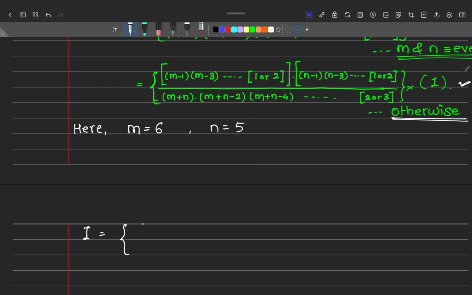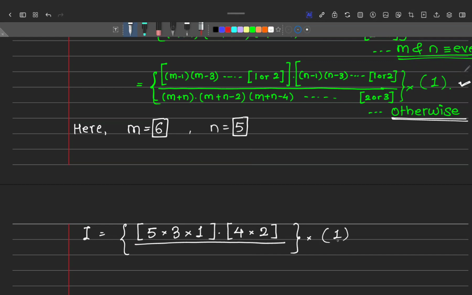For the first bracket, we start with m minus 1. That is 6 minus 1, which is 5. 5 is an odd number, so we take the product of odd numbers from 1 to 5 in the first bracket. Then, the value of n is 5. We start with n minus 1, which is 4. 4 is an even number, so we take the product of even numbers here.